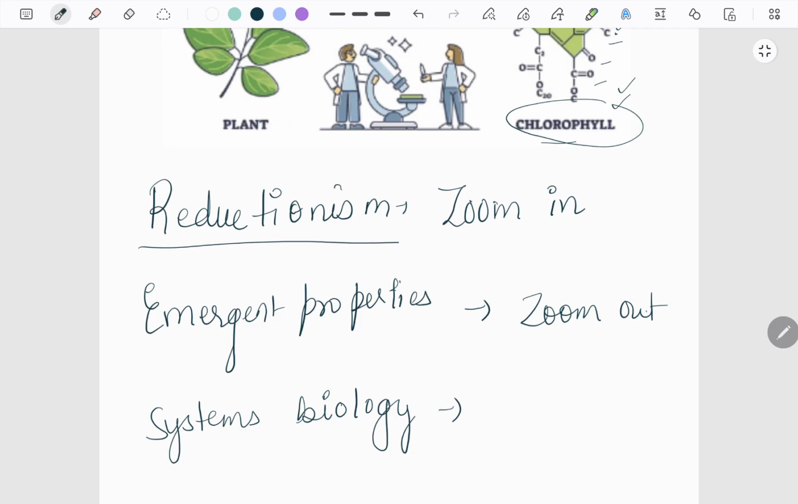Now see, reductionism. I told you the study of life is very complex. So if you see the biosphere level, right, an ecosystem, then communities, populations, organisms, organ systems, organs, tissues, cells, organelles, molecules, atoms. So from the top level you went to the level of atom. That is simply you zoom in. So to study we break down complex systems into simpler components.